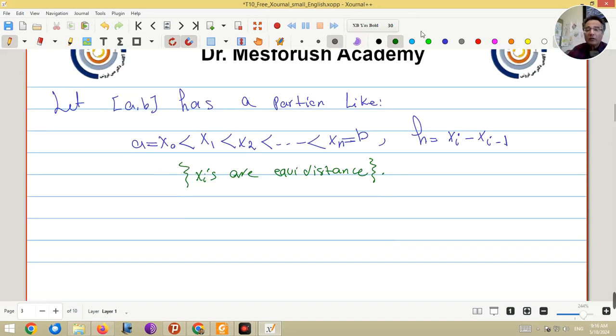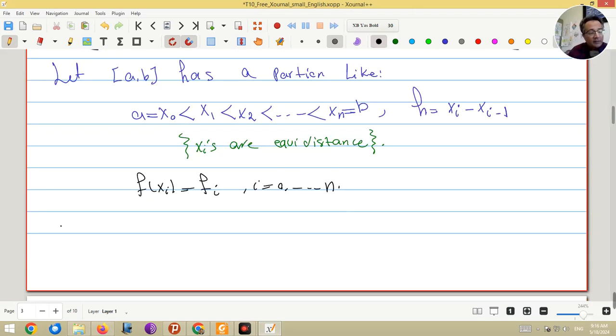Okay, and also let f of xi be fi for i equal to 0 to n. For example, in the integral from 0 to p of e to the power of minus x squared, okay? So let me just, instead of p, put 1. There is no difference, okay?